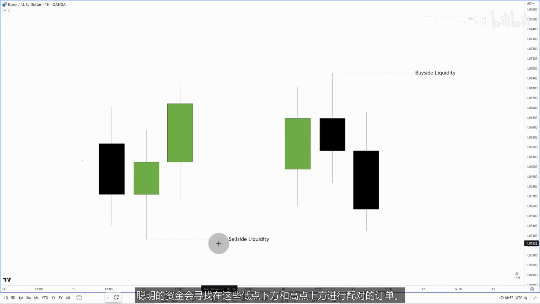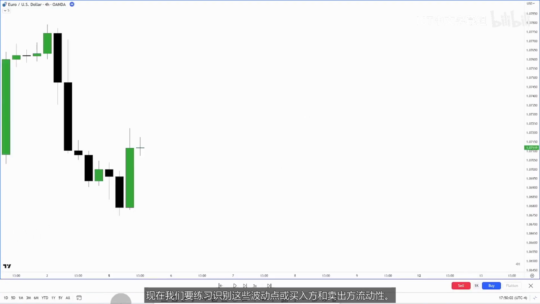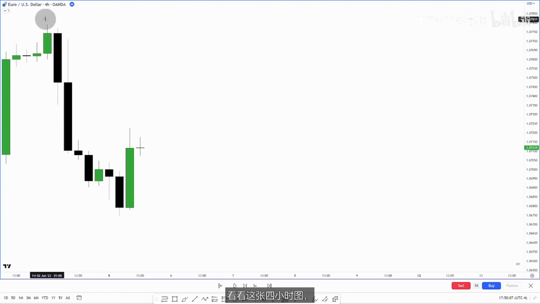Smart money will look to pair orders below these lows and above these highs. So let's get into the charts and look at some examples. We are now going to practice identifying these swing points, or buy side and sell side liquidity. So looking at this 4-hour chart here, where are the obvious highs and lows?